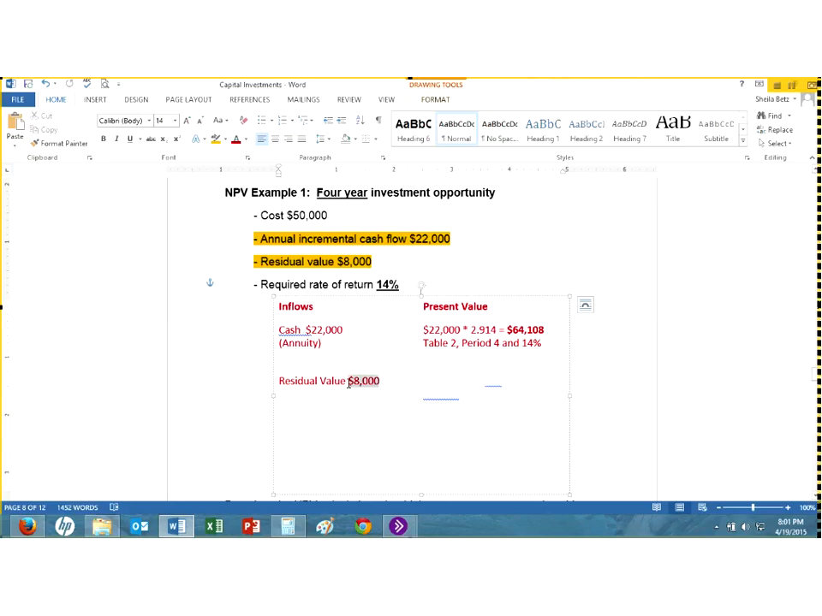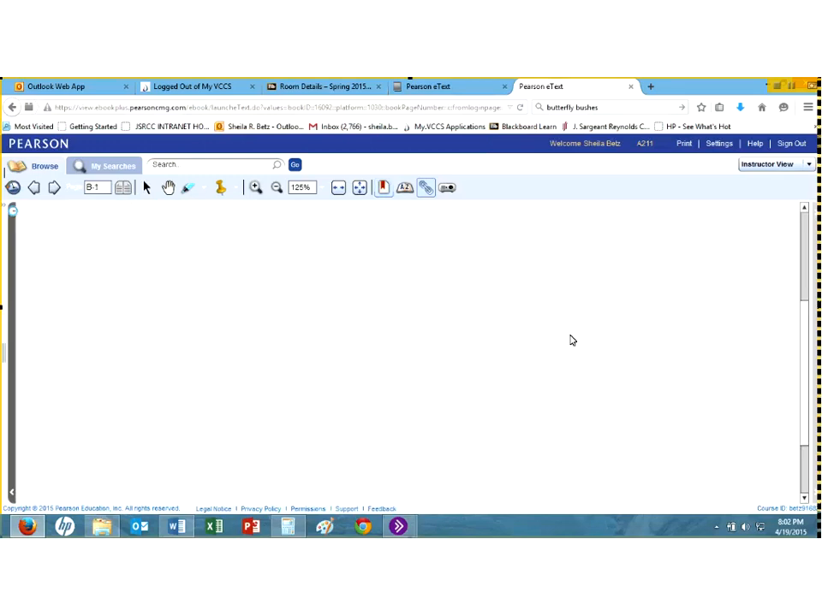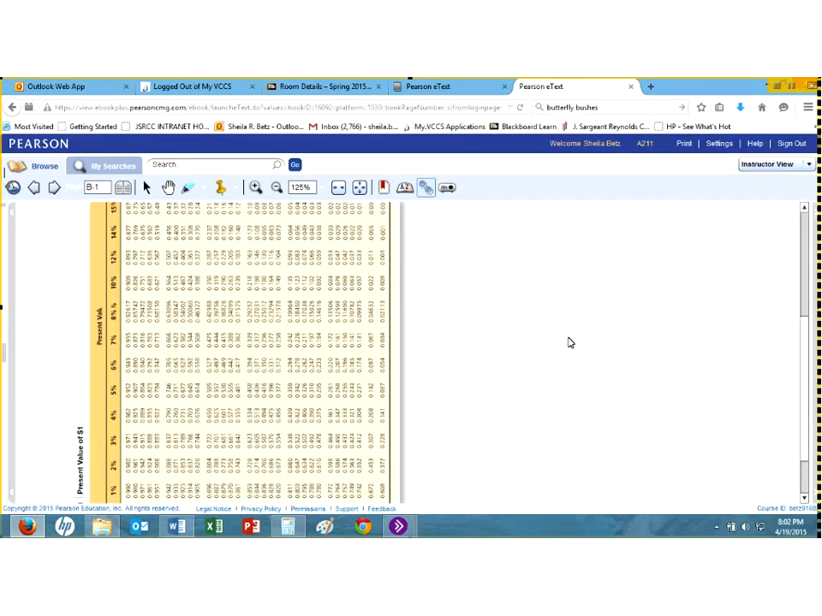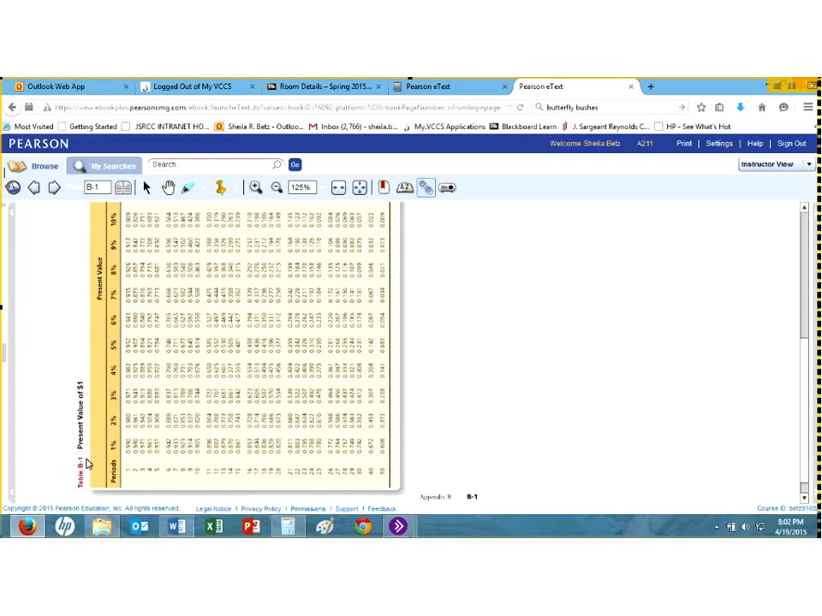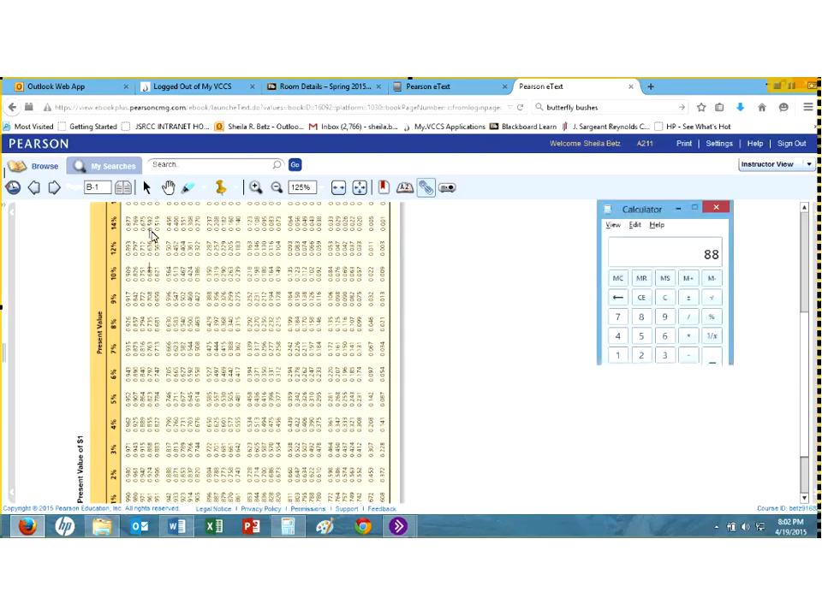All right? We also need to do the same thing with that $8,000 present value amount. But this residual dollar amount of $8,000, this is only going to happen once, and it's going to happen at the end of the 4 years. So because this is a one-time dollar amount, I'm going to use table B-1, the first table, because it's a single dollar amount that's happening once. So let's go to the table B-1 where it says present value of $1. We're going to go to period 4, scroll over to column 14%, and we get a number that's 0.592. So we're going to multiply that $8,000 times 0.592.